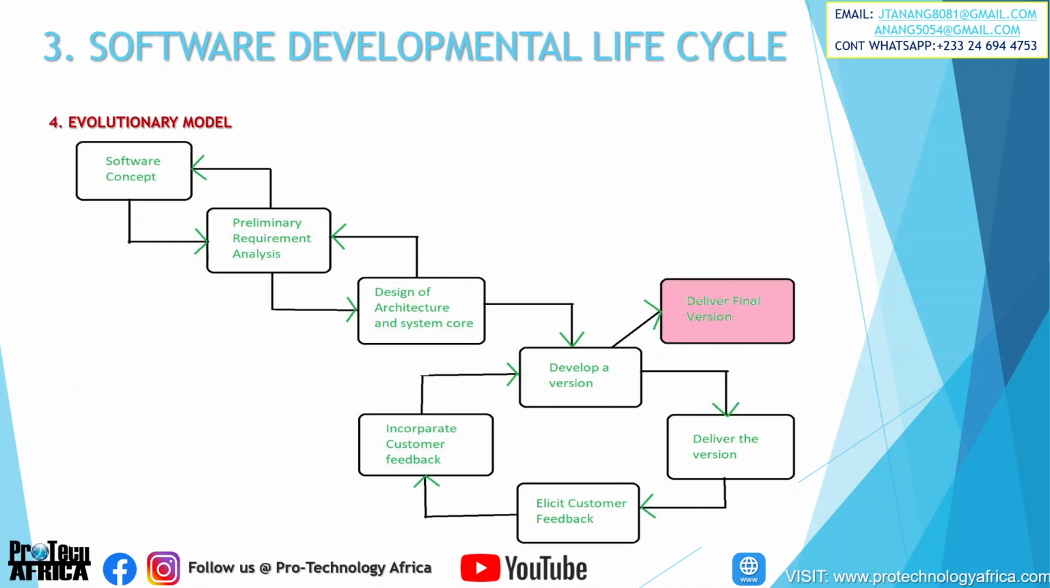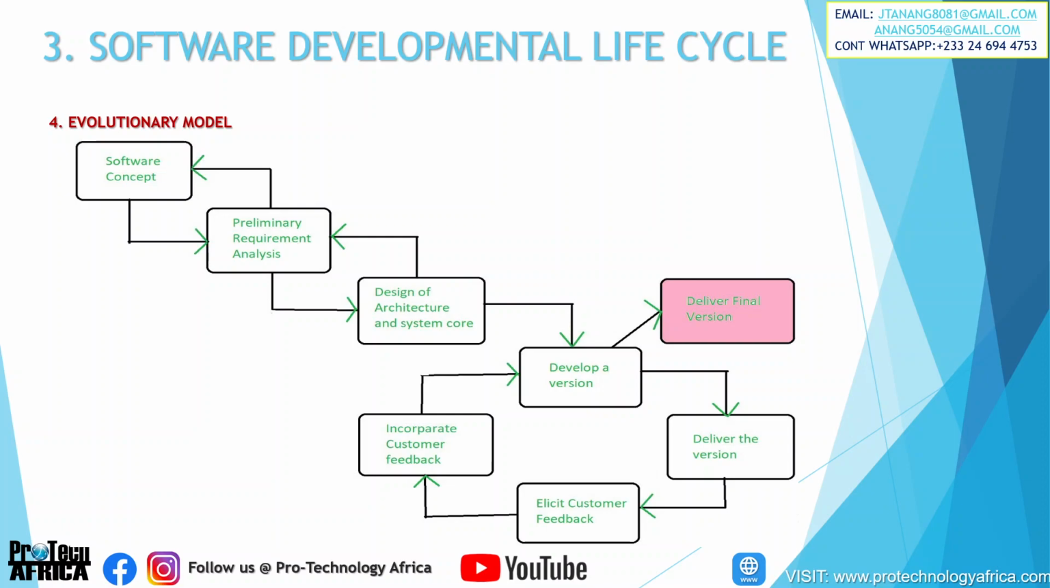Now let's look at the diagrammatic representation of the evolutionary method. We have the software concept, we move on to the preliminary requirement analysis, and then we come to the design of the architecture and system core. From there we move on to develop a version. Once we develop a version, it goes through a cycle: deliver the version, elicit customers' feedback, incorporate the customer feedback, and then we go back to develop a version again. After the version has been developed, we deliver the final version.